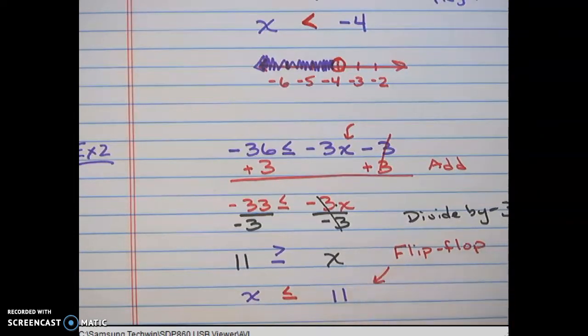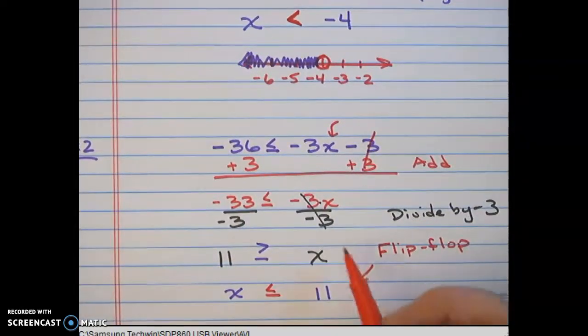positions, and I had to reverse the sign. I divided by a negative and had to reverse the sign. So I had to reverse it 2 separate times. One from dividing by the negative and one from the flip-flopping of positions. Anytime we do either of those actions, we're going to have to reverse that symbol. And so that's the big idea today, is when do we reverse it? We reverse it when we divide by a negative.